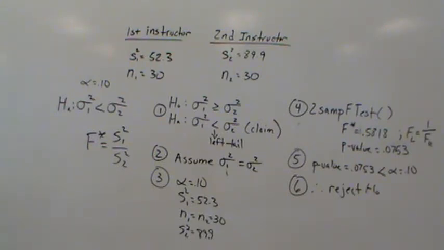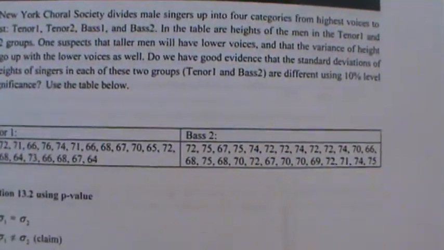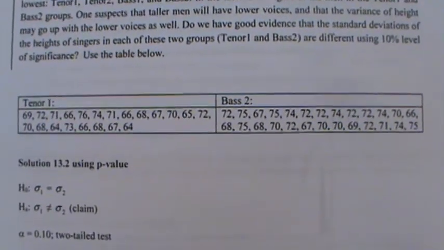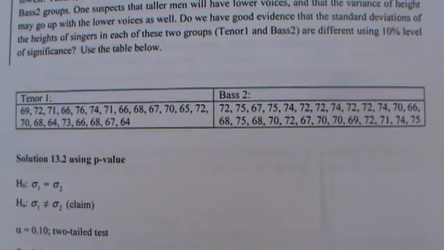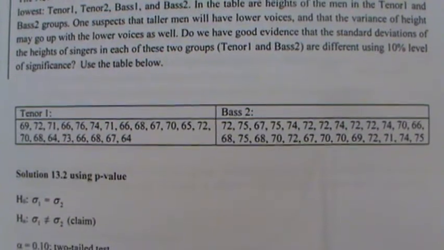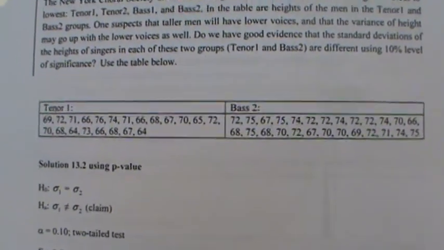We can also use this data. So let's use this data here. Here we have this data, and I'll explain what this data is in a moment, but let's say we have the tenor versus base. Okay, so population 1 and population 2. Pause and write down this information for this example.